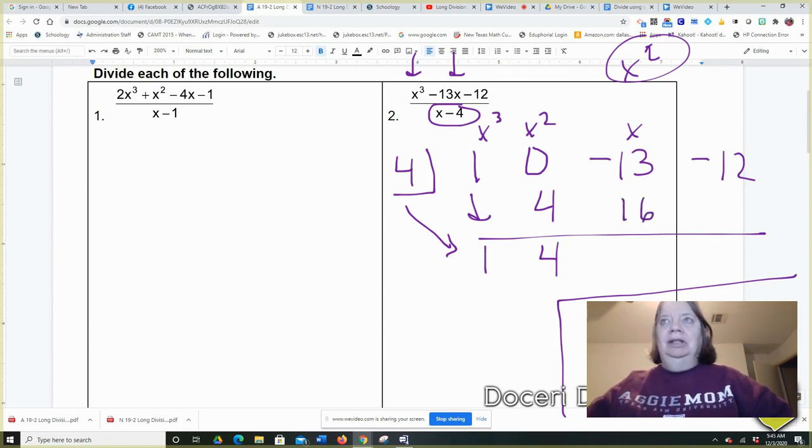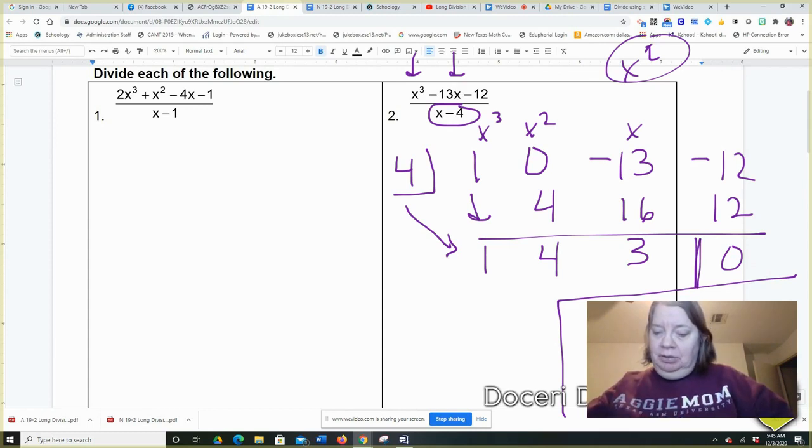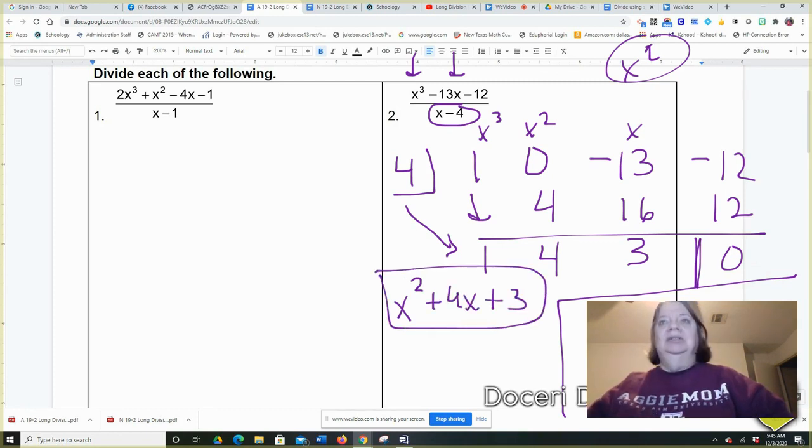Add negative 13 plus 16 is 3. Multiply number in the box times the number on the bottom. 4 times 3 is 12. Add negative 12 plus 12 is 0. That's good. That means there's no remainder. When we write our answer, because we divided x to the third by x, we're going to start with x squared. So we have x squared plus 4x plus 3, no remainder. That's our answer.